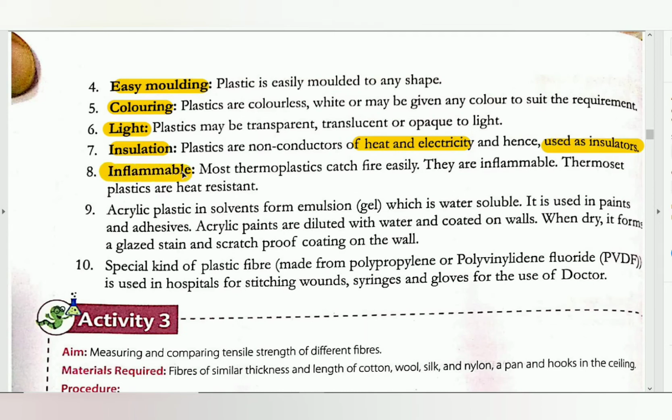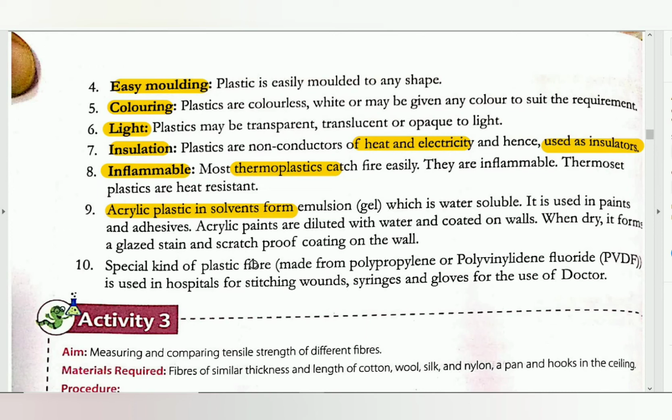Next one is inflammable. These plastics catch fire easily, especially the thermoplastics. Alright, these are inflammable. That means they do not show any kind of flame while they catch fire. Plastics are even used in paints. Alright, these are used in paints with diluted water. When they dry, they form a scratch-proof coating on the wall.